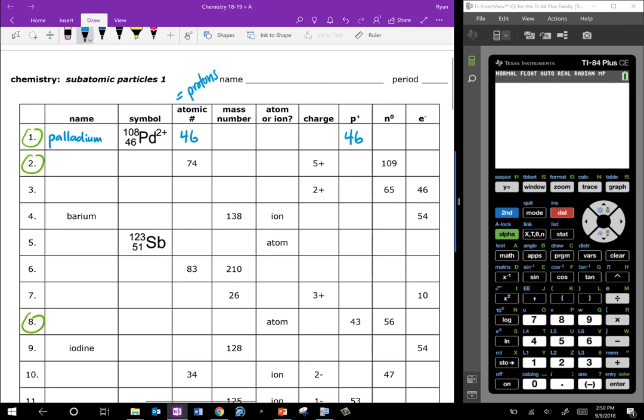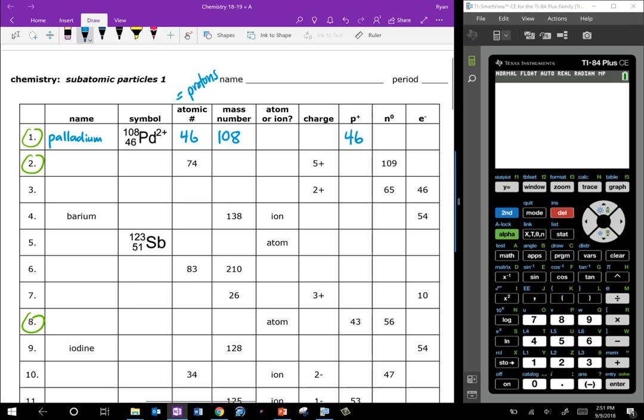Mass number. Remember, the top left corner is a number that tells us the mass number. So for this particular atom of palladium, or ion of palladium, we've got a mass of 108. Now that's 108 AMUs, but we're just going to put the number down for our work here.